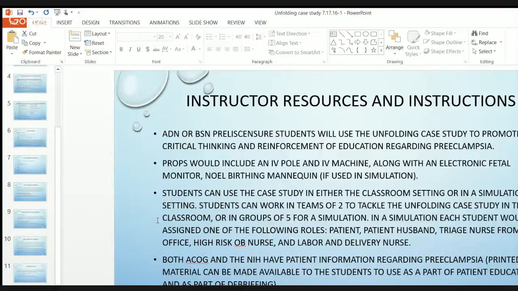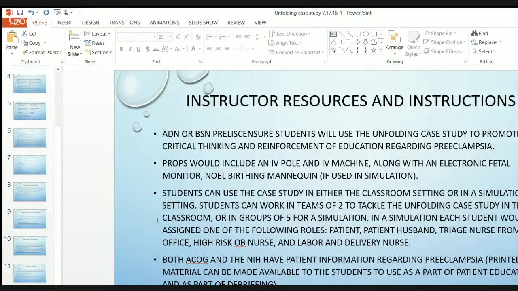In a simulation, each student would be assigned one of the following roles, and you'll notice that I added some from the original one from the classroom setting. So we still have Gigi, the patient, and her husband, but I'm now adding a triage nurse, and this will add a different dynamic of now having an example of a triage nurse from the office giving report to the high-risk OB nurse in the hospital, who's going to be getting that patient. And then we could also have a labor and delivery nurse for a different dynamic of dealing with Gigi during her labor and delivery process.